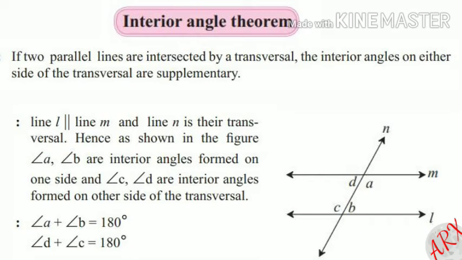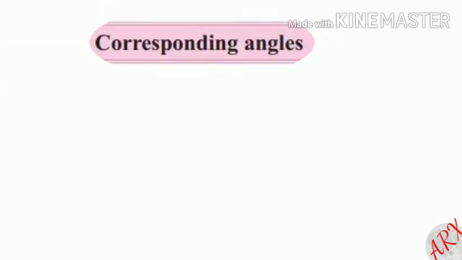As shown in the figure, angle B and angle A are interior angles and angle C and angle D are interior angles formed on the other side of the transversal. So by the interior angle theorem, angle A plus angle B equal to 180 degrees and angle D plus angle C equal to 180 degrees. Now we will move on to the corresponding angles theorem.